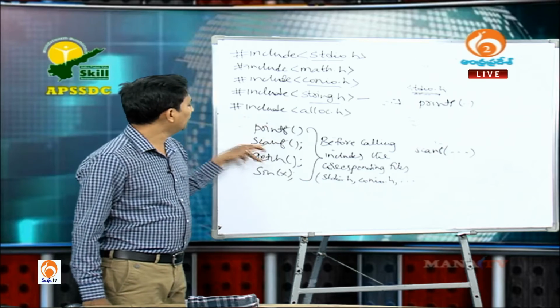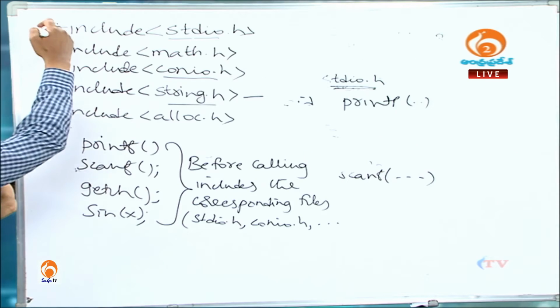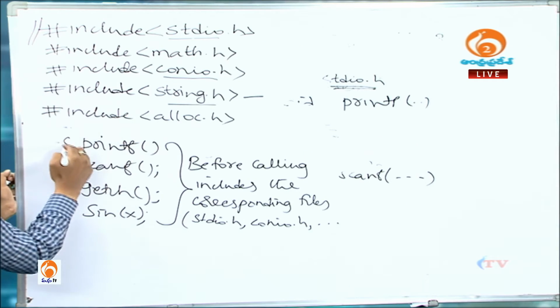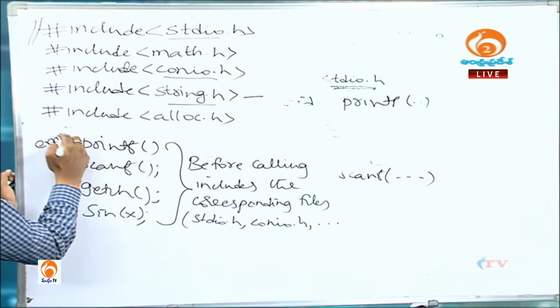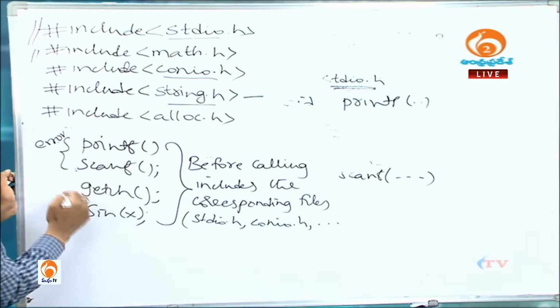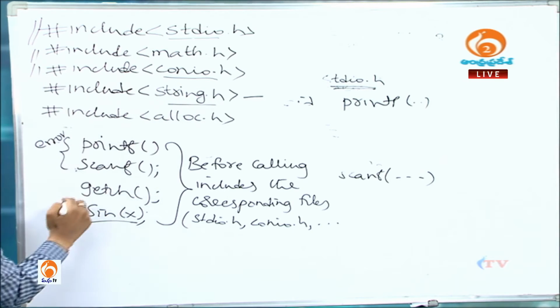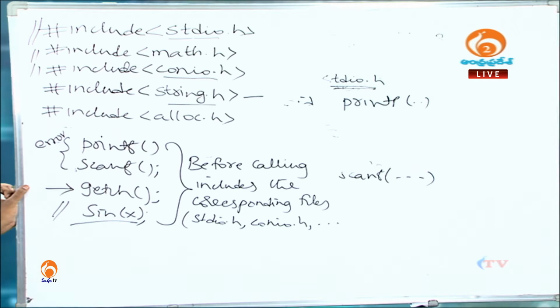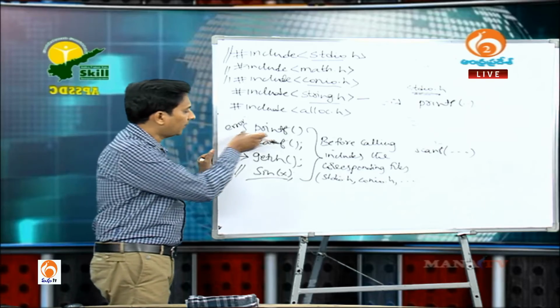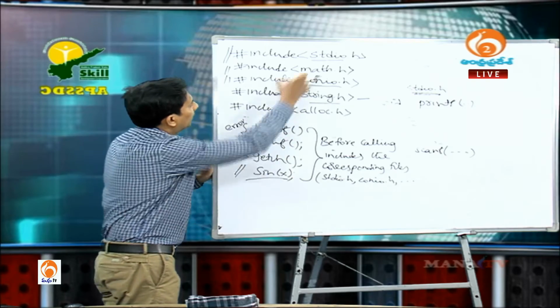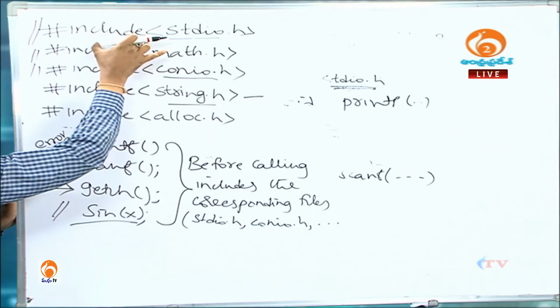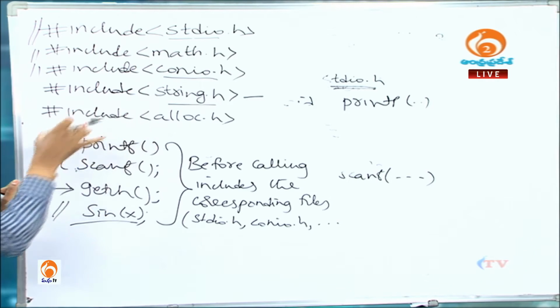So it must be included before calling the function. If I am not writing stdio.h, I will get an error here. If I am not writing math.h, I will get an error here. If I am not writing conio.h, we will get an error here. Bottom line is, before calling the predefined functions, the corresponding header files must be included into the current program.